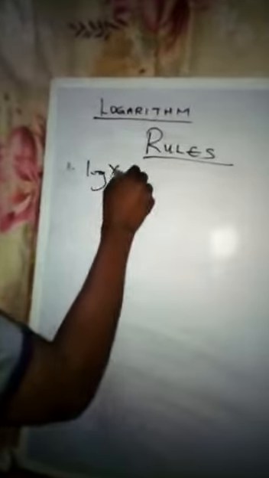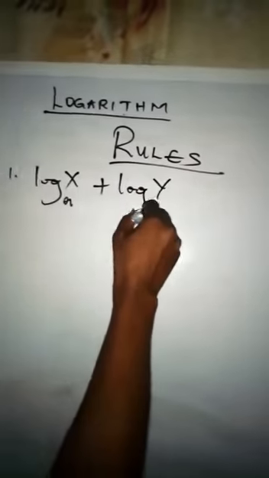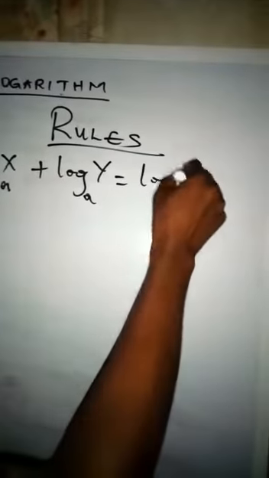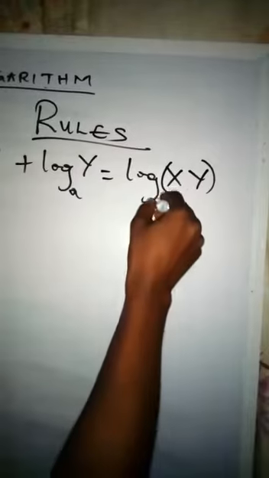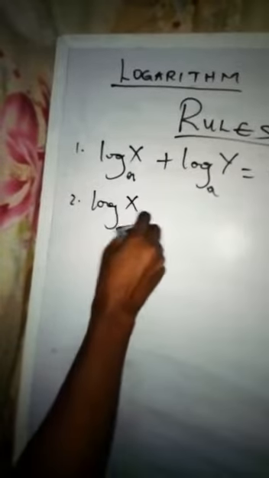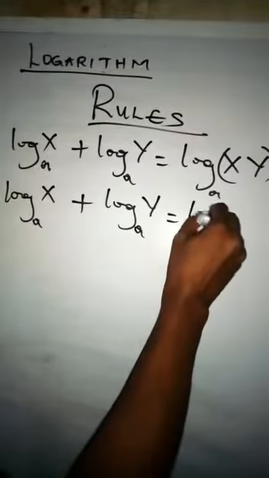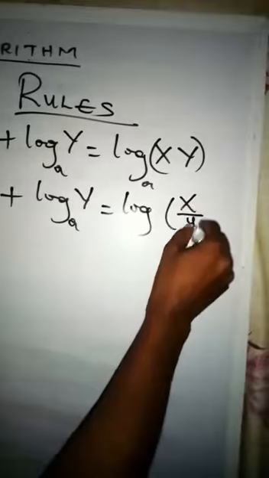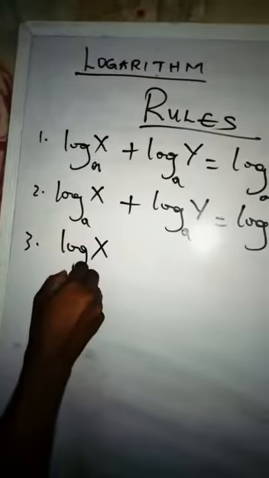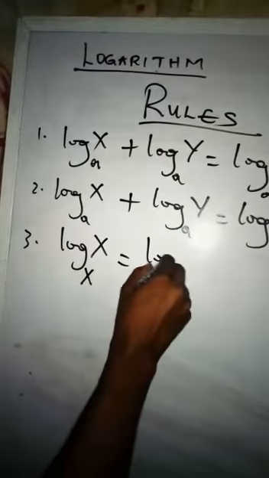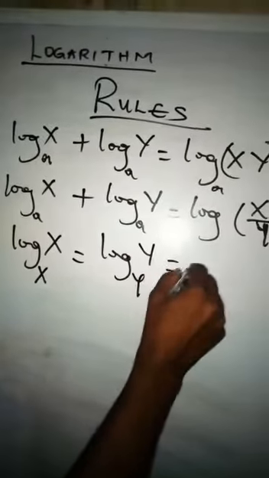Now let's look at the following rules. Rule number 1: log x base a plus log y base a is equal to log xy, that means the product of x and y. And 2: log x base a minus log y base a is equal to log in bracket x divided by y. And log x base x is equal to log y base y, and that's equal to 1.